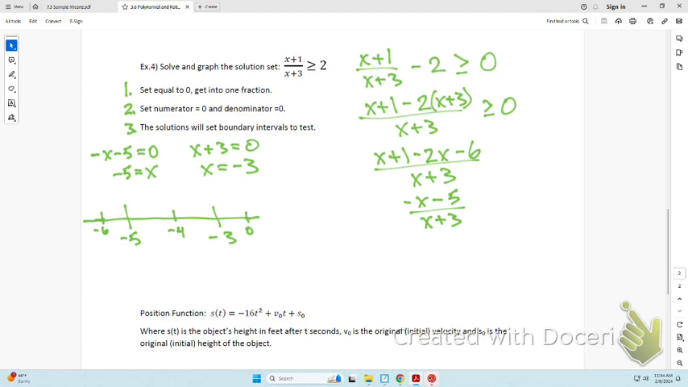We need to plug into the typed equation. So back to the beginning. I'll use a different color. So the red is me plugging in. So we're going negative 6 plus 1 over negative 6 plus 3 greater than 2. And I don't think that's true. It is positive, but it's not 2 or larger. So not that zone. Plug in negative 4.